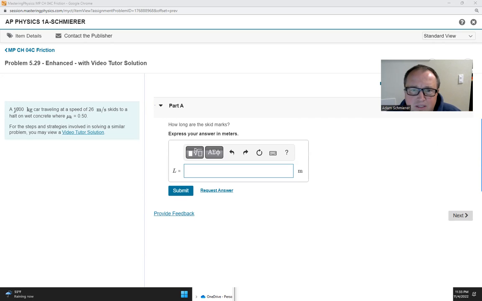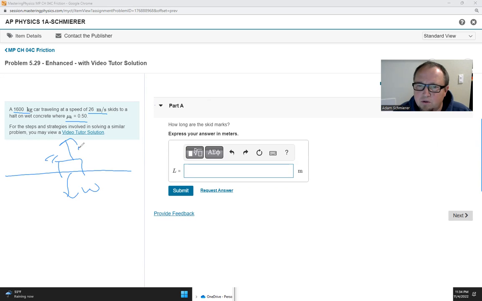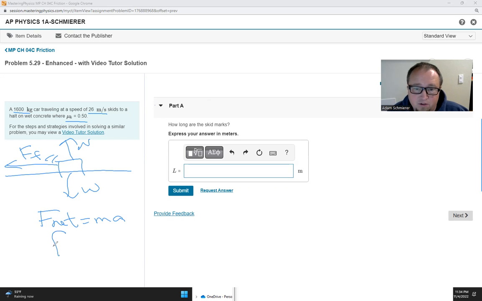Here we go. A 1,600 kilogram car traveling at 26 meters per second skids to a halt on wet concrete with a coefficient of friction. Let's just draw a quick picture. Let's say my block's moving. I've got a normal force, I've got a weight force, and the thing that's stopping me is friction. If I were to write an equation from that picture, I could say F net equals ma, and that F net is my force of friction. Mass, they gave it to me.